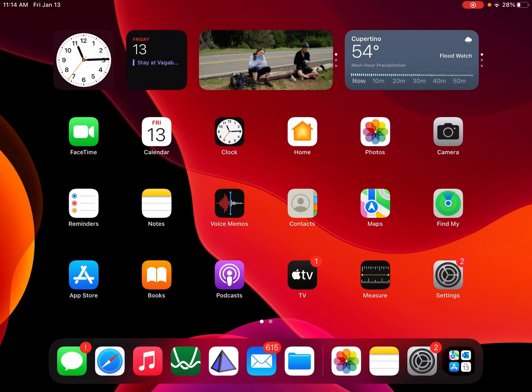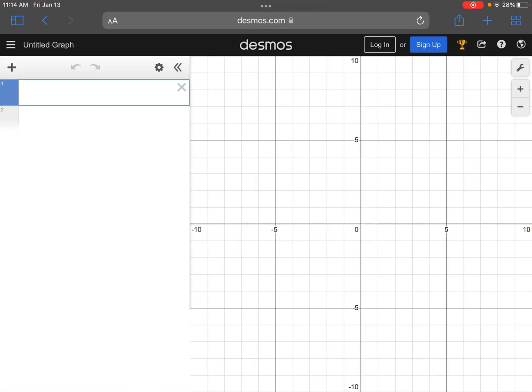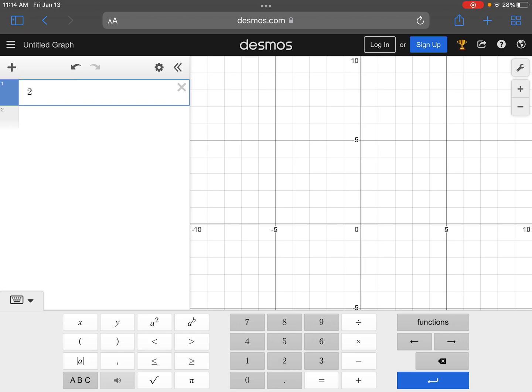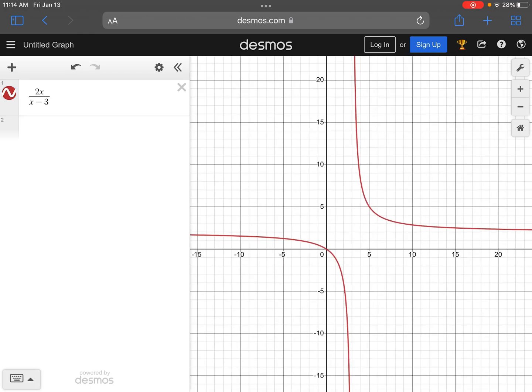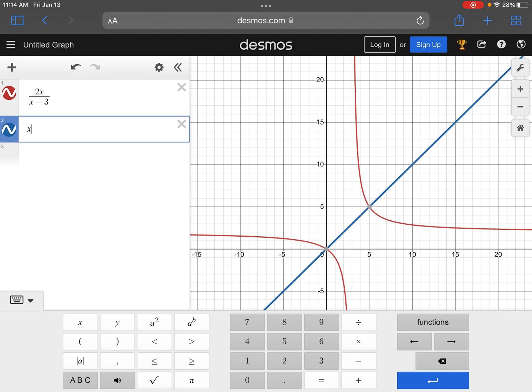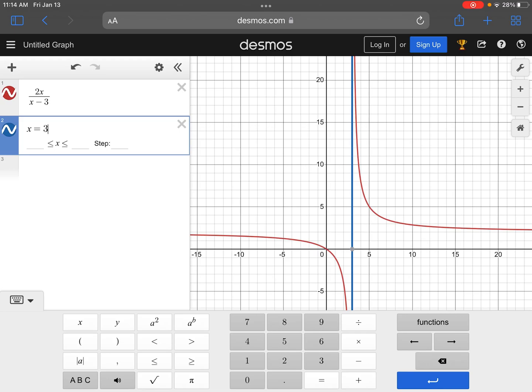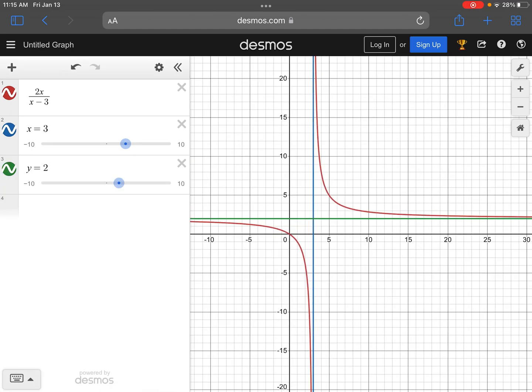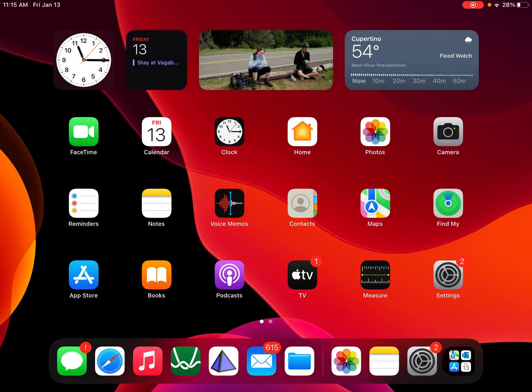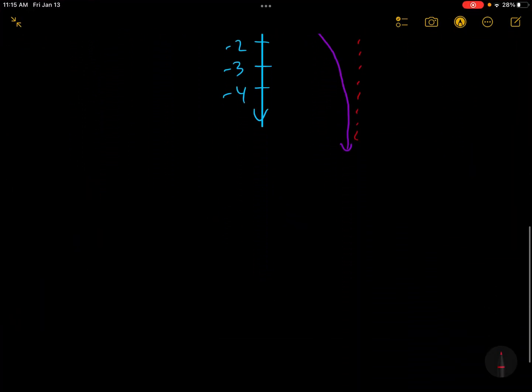So let's go over here to Desmos and look at this. This is 2x over x minus 3. And sure enough, it's the same. If you want, you can put in your asymptotes to see where they're at, just to give you a feeling for how the function works. Okay. So that's the first example. The second example isn't from your notes, but you'll follow this for the last problem.